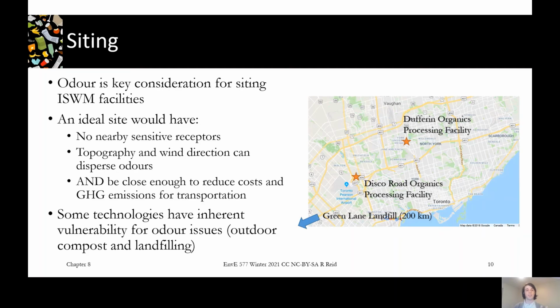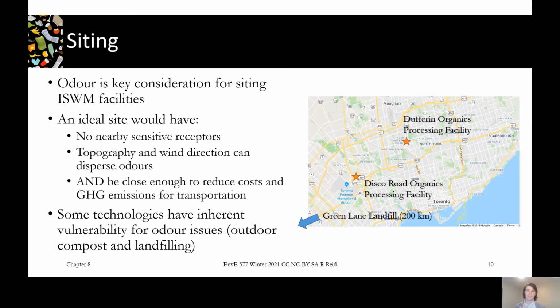Ideally, a site would not be close to the sensitive receptors, would have a topography and a wind direction that would typically be dispersing odors rather than sending them to a certain neighborhood all the time or just sticking around the facility. And along with this, you want to be close enough that you have easy access to all your waste generators and you can reduce your costs and emissions associated with moving your waste around. So it's very hard to do both of those things, but technology, both the process technology and the odor management technology, can help you get there.